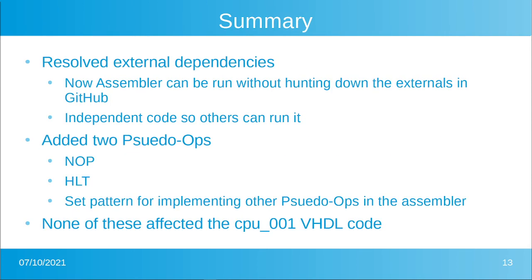Those external dependencies are now removed, and if you want to try running this stuff, all you need is Python 3, and you should be able to double-click on it and have it run. So we also added the two pseudo-ops, or mnemonics for these pseudo operations, the NoOp and halt. And in doing that, we set a pattern for implementing other pseudo-ops that you might want to do in the assembler. The beauty of all this is none of this affected the CPU VHDL code. It still runs exactly like it did.